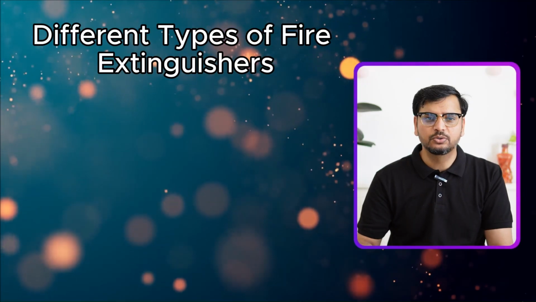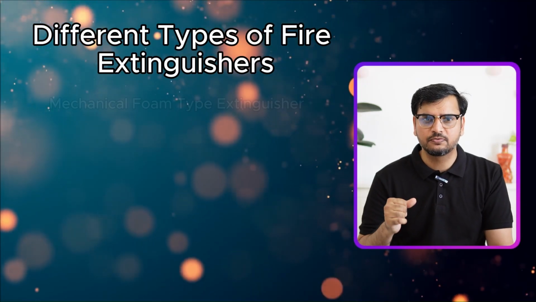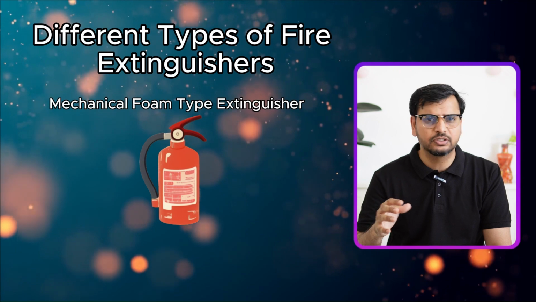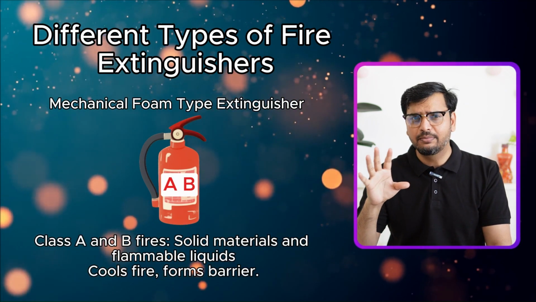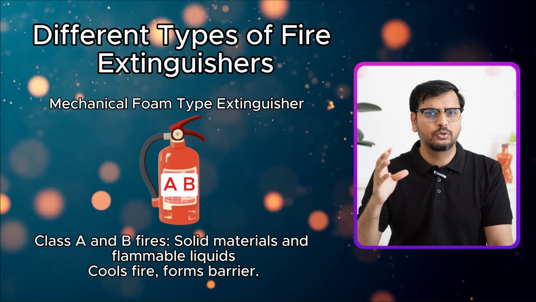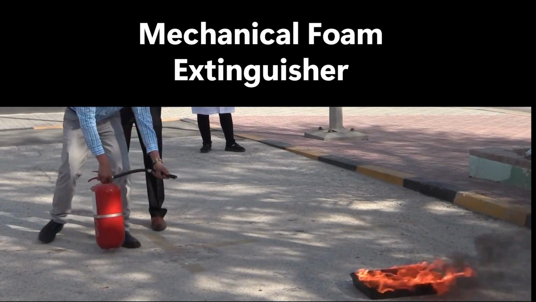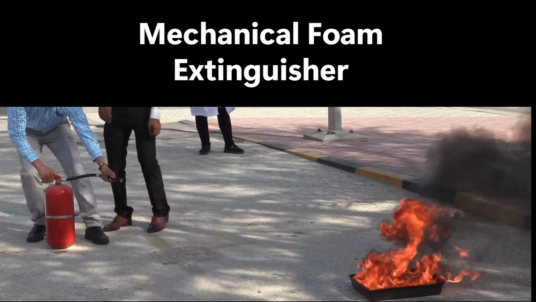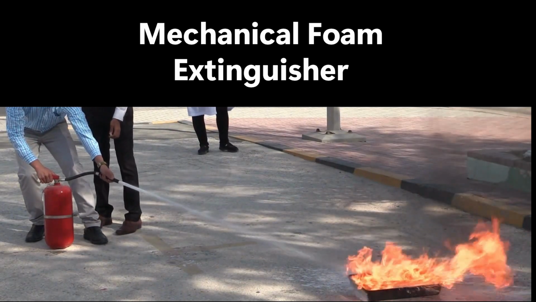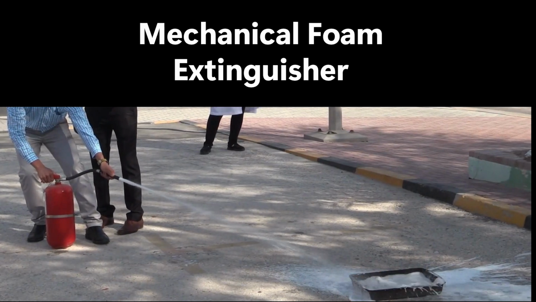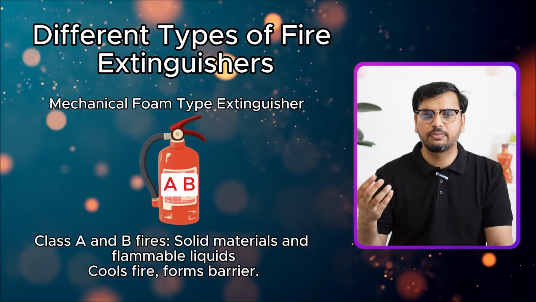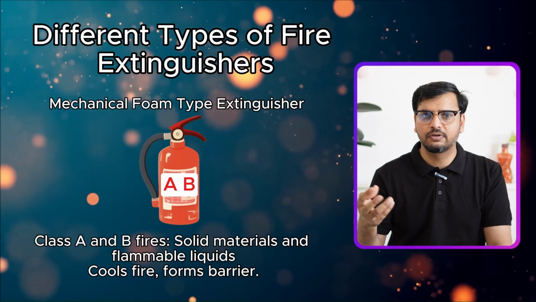Now let's move on to the next extinguisher, that is foam extinguisher. Foam extinguishers are great for both class A fire and flammable liquid fires like petrol, oil, which is class B fire. This foam extinguisher is good for combustible material like paper, wood, textile as well, because it contains water along with a chemical called AFFF, aqueous film forming foam.